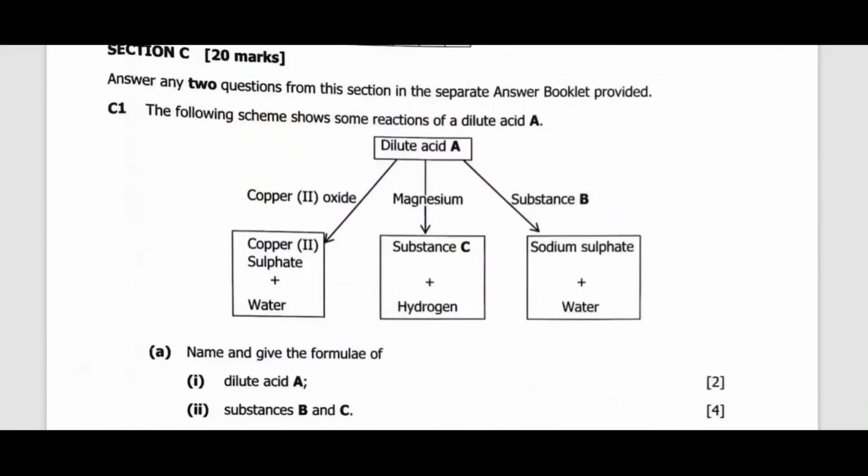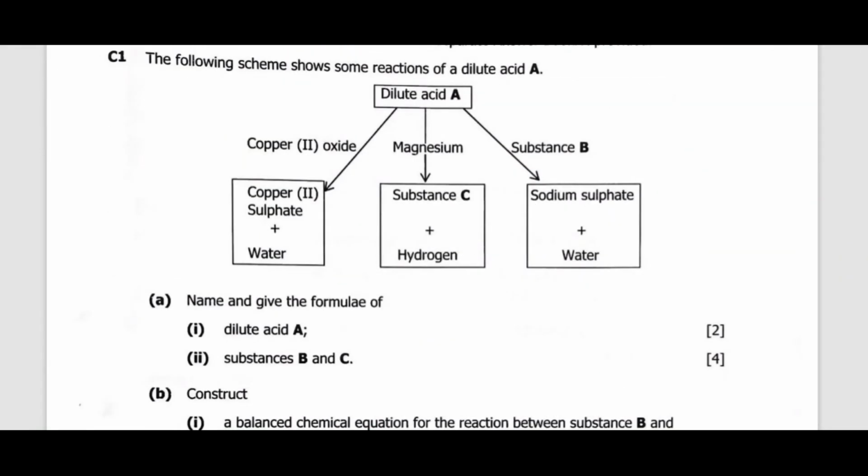So now we can move on to question section C, question 1. The following scheme shows reactions of a dilute acid A. Then let's look at these 3 reactions. So we have the first reaction, substance B. So whenever this reacts with substance B, what are we getting? Sodium sulfate. So in this acid, there should be a sulfate.